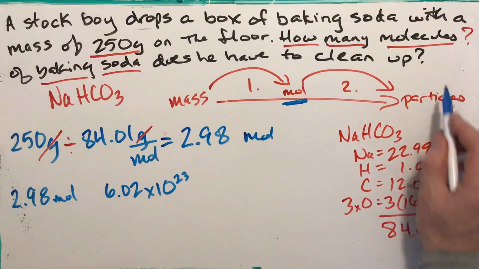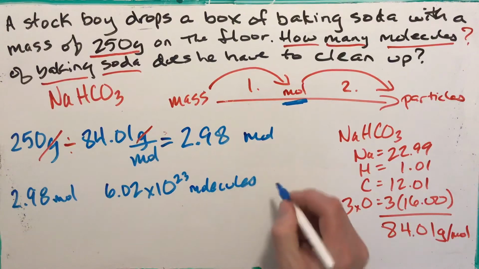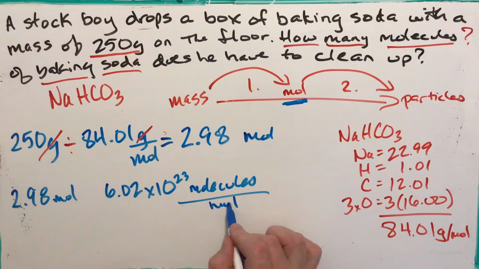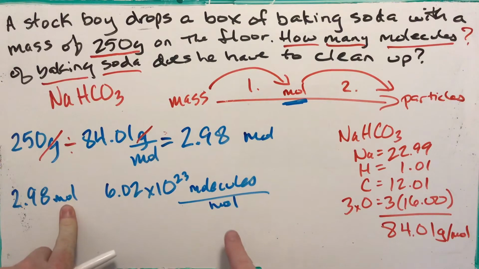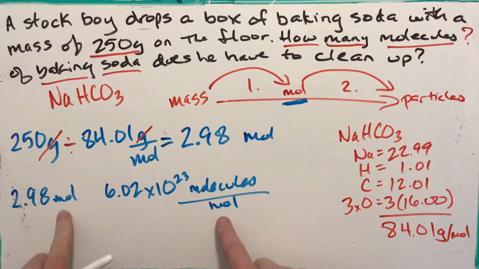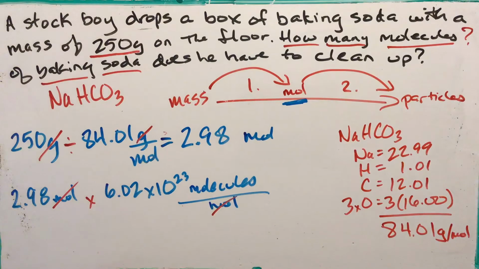And it's not particles, it's molecules. 6.02 times 10 to the 23rd molecules in a mole. That looks pretty sloppy. Apologize for that. Even if I wasn't sure, I know that it's multiply. In my head, moles is on top and moles is on bottom. Because I'm looking for molecules, I want to keep this, so I have to multiply to get rid of the moles. And then that will be my final answer.